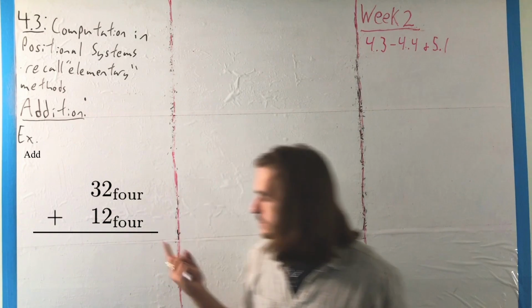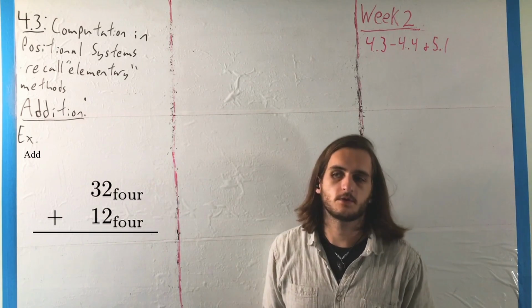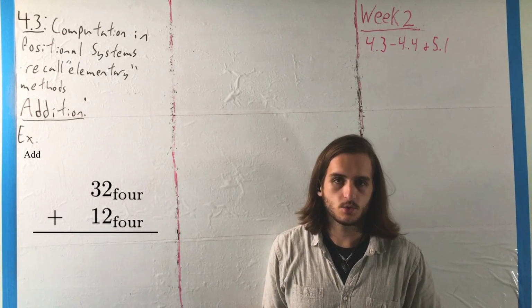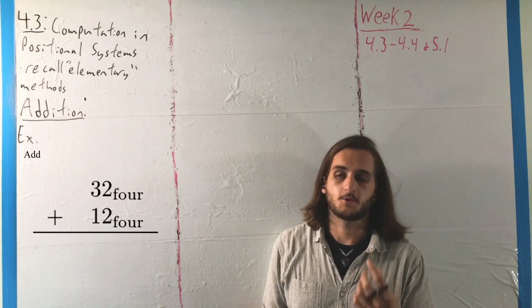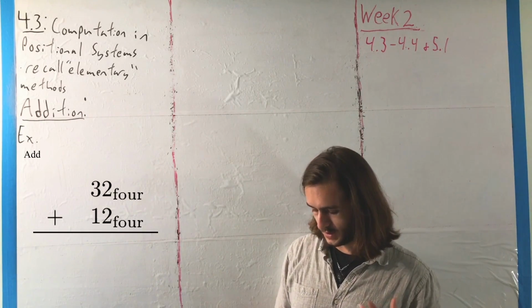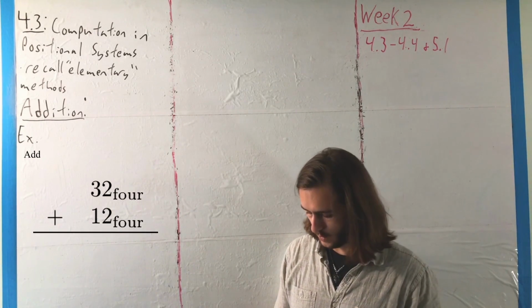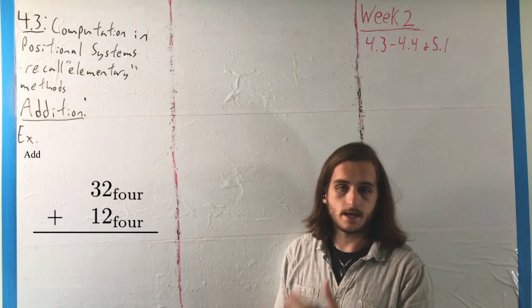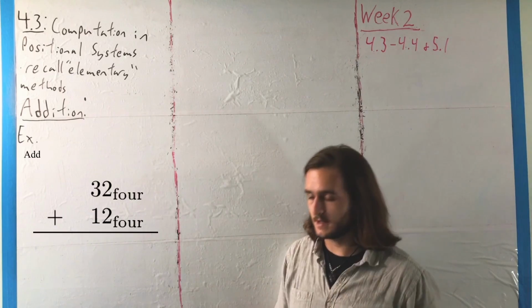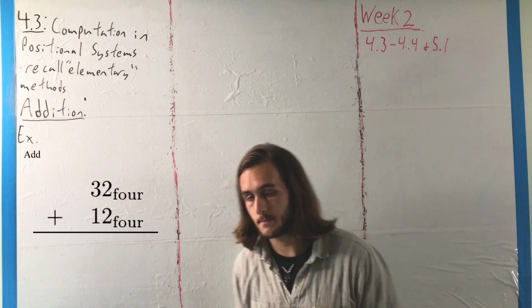So to start, we can notice that if we want to convert this, we would get that 32 in base 4 is a 2 and 3 4s, so you'd end up with 14 again, while 12 is 6, so you'd end up with 20 in base 10, and we can just keep that in our mind as where we're supposed to end up.